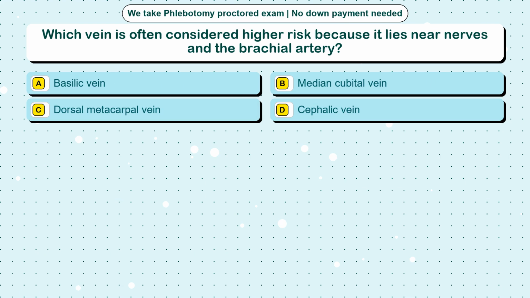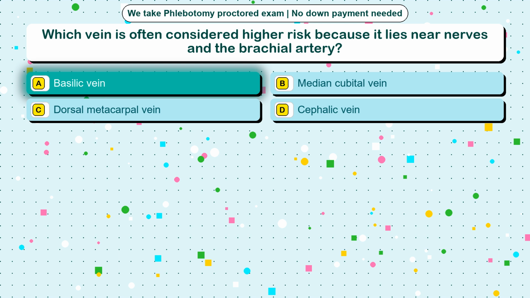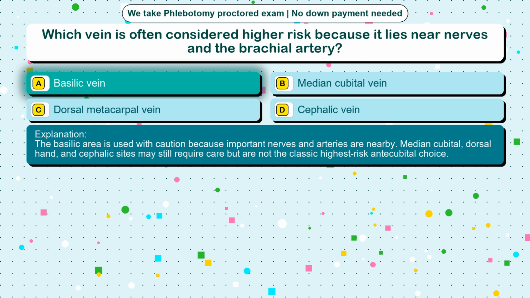Question 42. Which vein is often considered higher risk because it lies near nerves and the brachial artery? Option A. Basilic vein. Option B. Median cubital vein. Option C. Dorsal metacarpal vein. Option D. Cephalic vein. The correct answer is option A. Basilic vein. The basilic area is used with caution because important nerves and arteries are nearby. Median cubital, dorsal hand, and cephalic sites may still require care but are not the classic highest-risk antecubital choice.